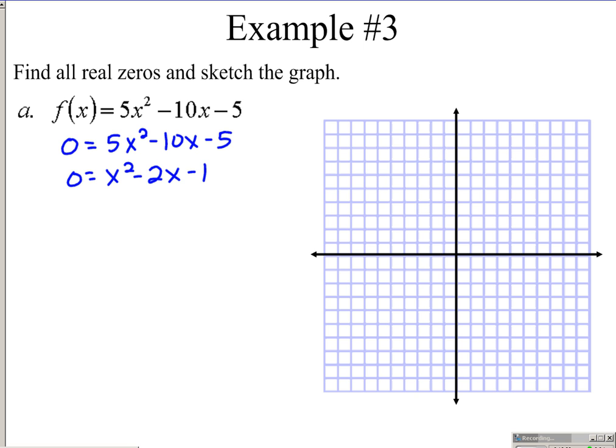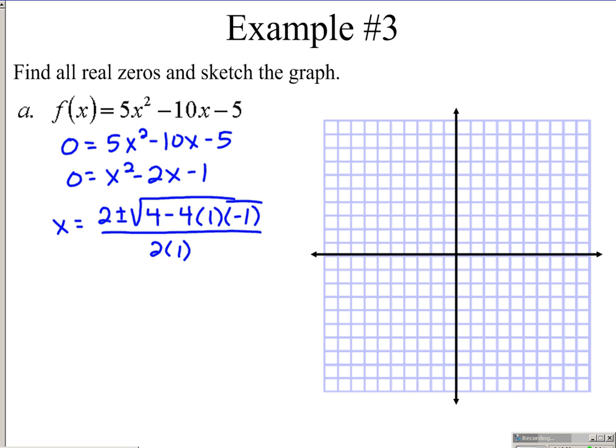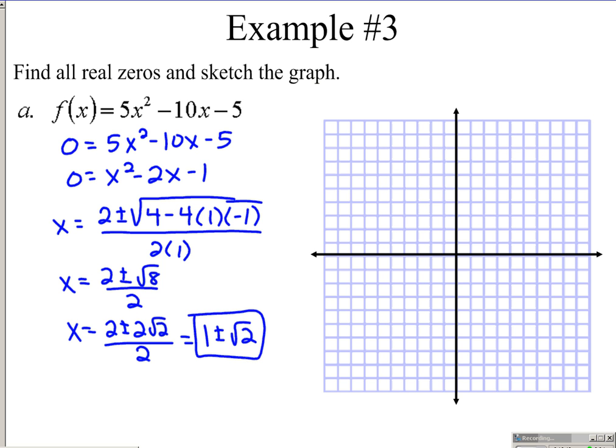X equals the opposite of b plus or minus the square root of b squared minus 4ac all over 2a. Simplify, we get 2 plus or minus underneath the radical. That becomes 4 plus 4, which is 8. 2 plus or minus 2 root 2 all over 2. Factor 2 out of everything and cancel. We're left with 1 plus or minus root 2. So there's our two real zeros.